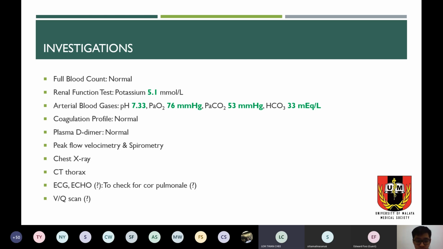So I don't usually do peak flow and spirometry when the patient is unwell. If you want to know how bad they are, I probably do it on the day of discharge, near discharge, or at my outpatient clinic, because it probably won't change my management much now. It's quite clear it's COPD, right? Quite clear it's COPD. So if you get a spirometry now, the FEV1 over FVC is less than 0.7. Doesn't change anything, right? You still treat him as COPD.